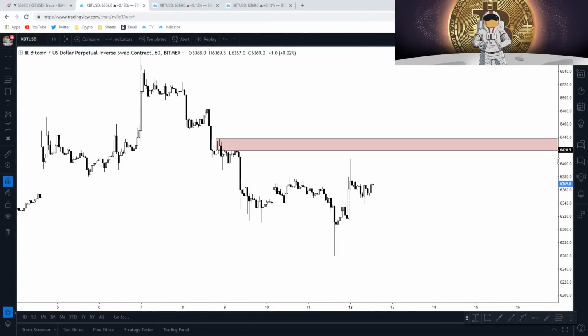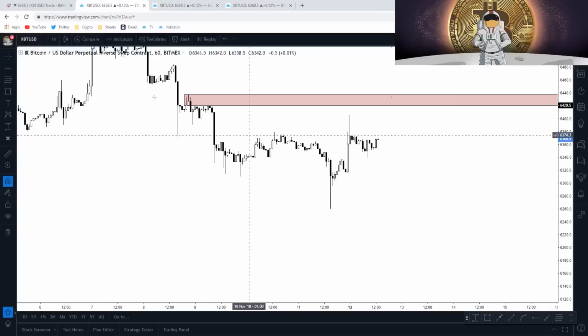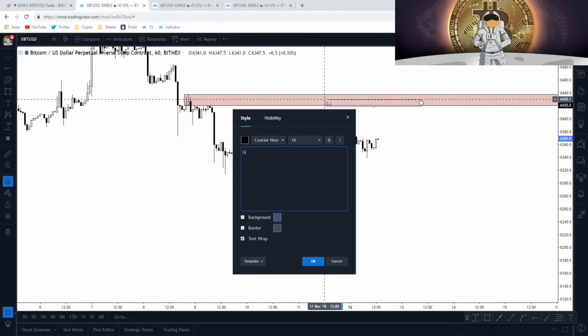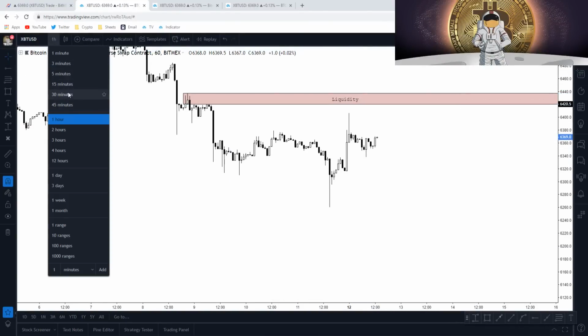So I did just draw a line at 64.20, just at those equal highs, as well as put a red box at that swing high, just to visualize where that liquidity is. So let's type out liquidity. Okay, liquidity, cool. First, let's start on the 15-minute, actually.